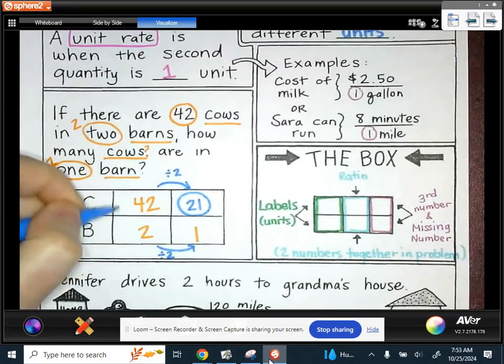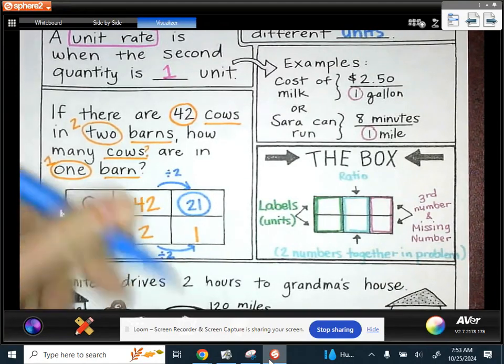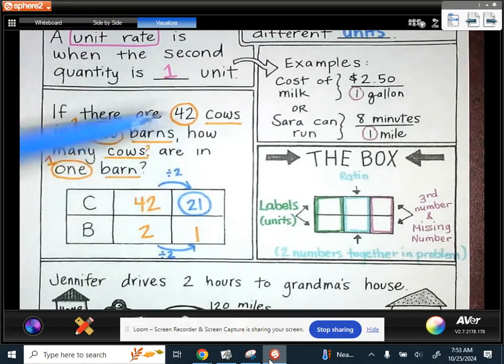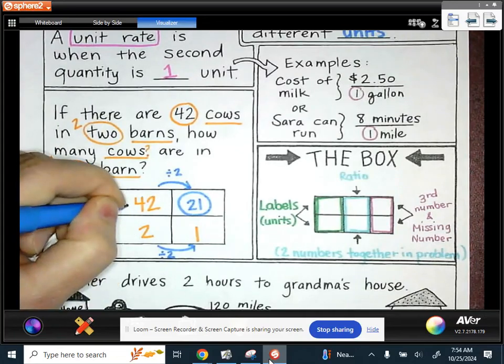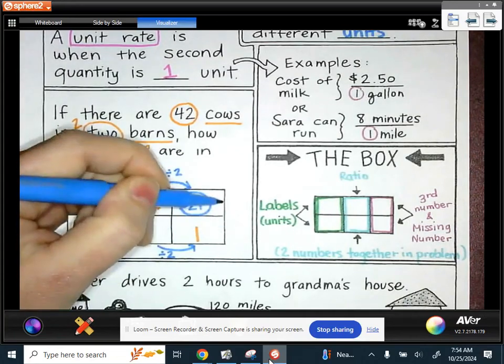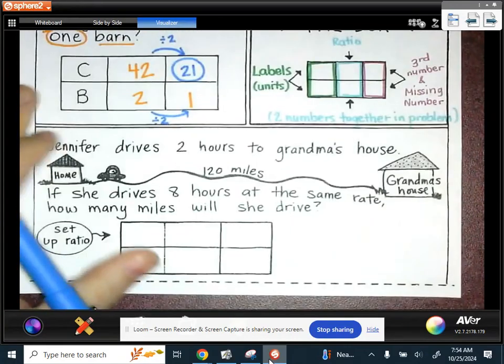But remember, arrows can also go this way. So I could have also drawn an arrow from the 2 to the 42, as long as it started with the 2, because that's what I could see when I covered up my diagonals. So I could have said 2 times 21 is 42. 1 times 21 is 21. That would have also worked.